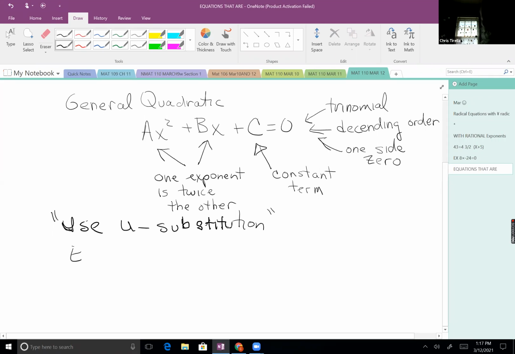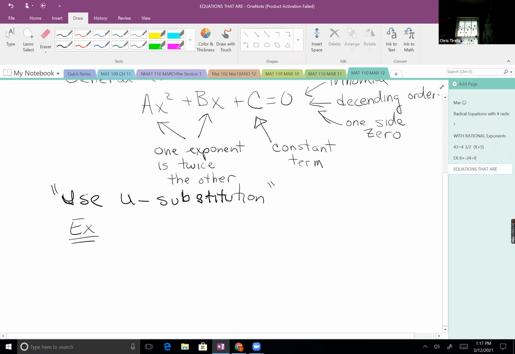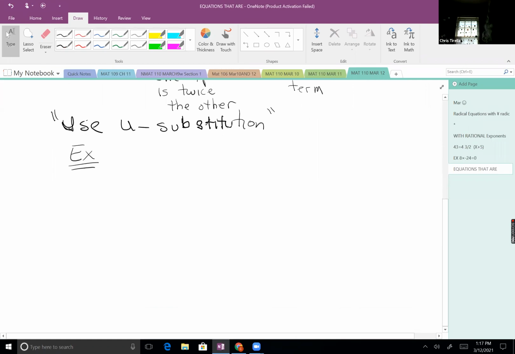And so what does that mean? Let's look at an example. Let's say I have 4x to the 4th is equal to 13x squared minus 9. The first thing that I want to do is see if indeed it is quadratic in nature. So I'm going to make one side 0 and put the other side in descending order.